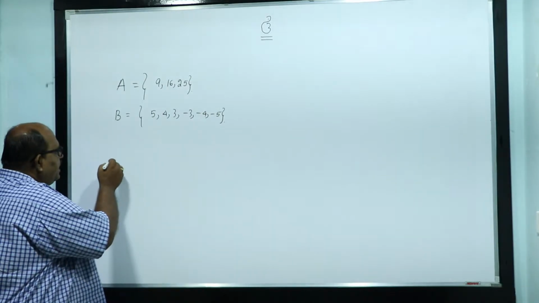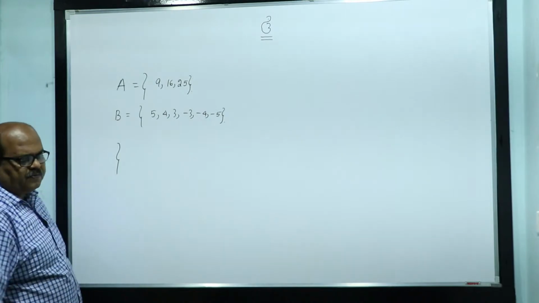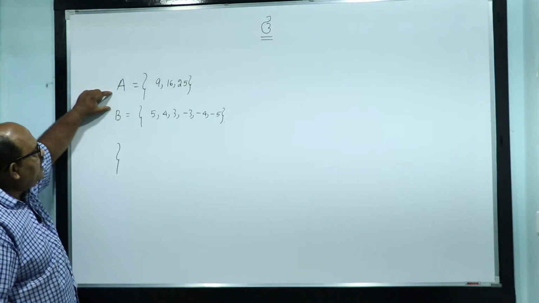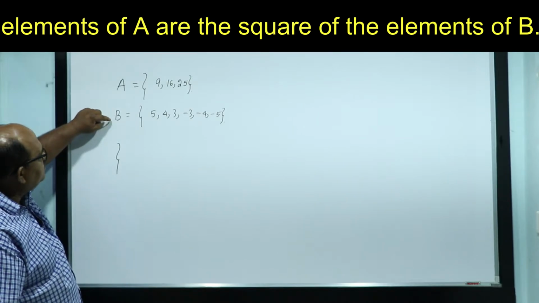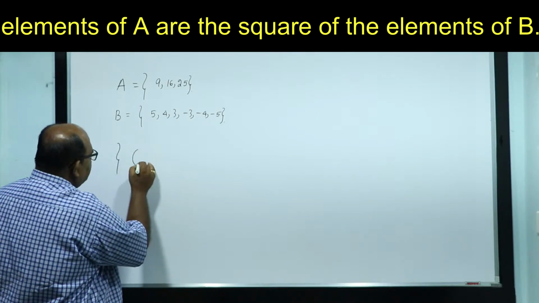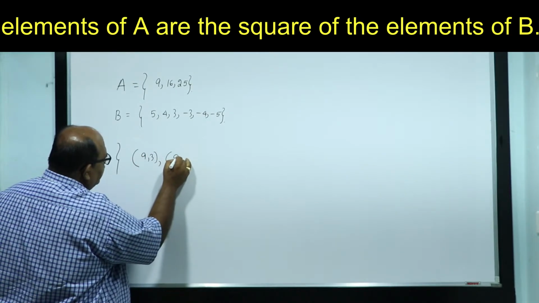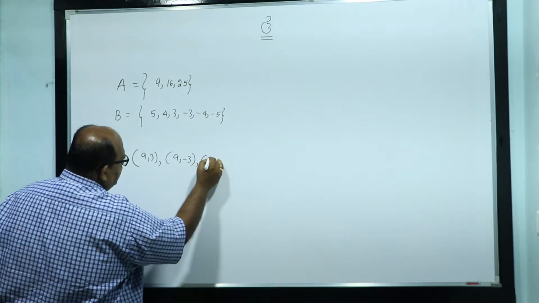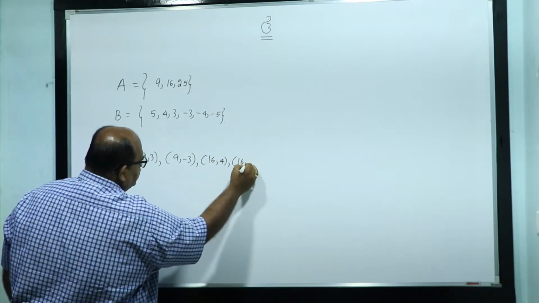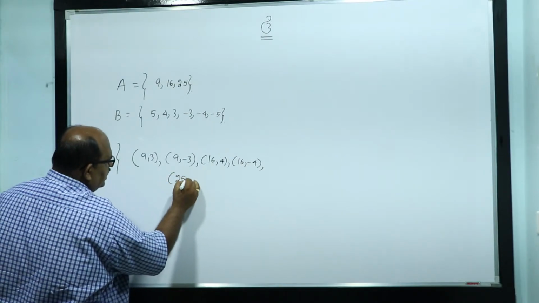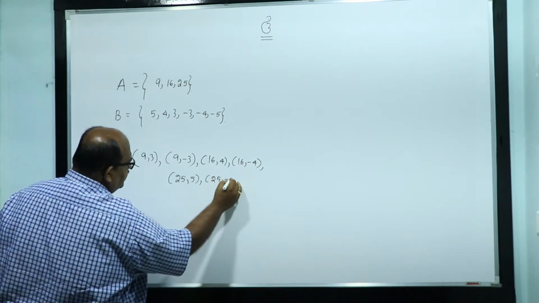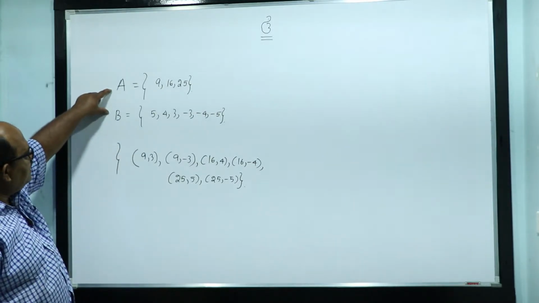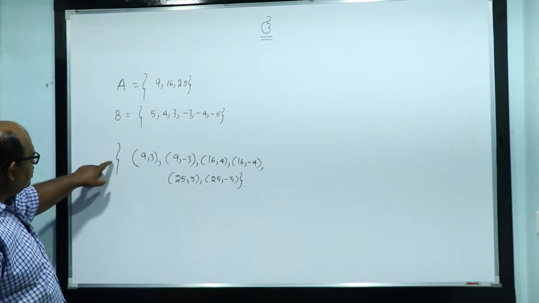Now, if I write this relation in roster form, I will write all the ordered pairs which obey the clause that elements of A are squares of elements of B. Then what will we get? We will get (9, 3), (9, -3). Similarly, we will get (16, 4), (16, -4). Similarly, we will get (25, 5), (25, -5). These are the elements of the relation as described here. This is the roster form.